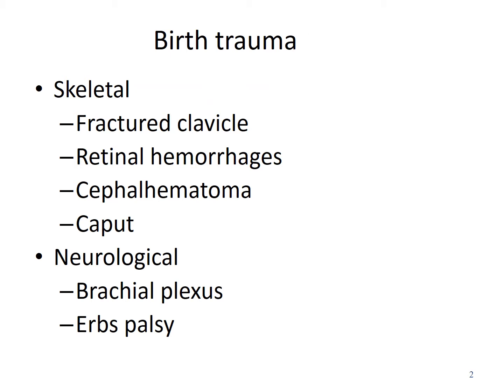Let's talk a little bit about birth trauma. When one considers the amount of strength and compression and passageway available for the birth process to take place, it's easy to imagine how these injuries can occur. Here we will discuss the two most commonly seen birth traumas, which are skeletal and neurological. When we look at skeletal, one issue that can happen is called fractured clavicle.